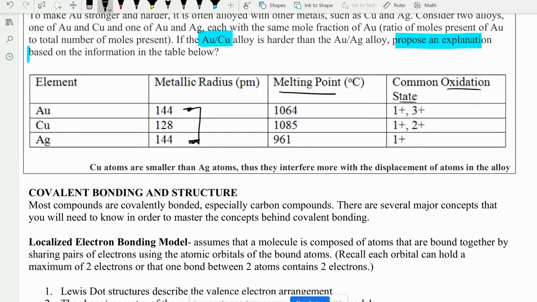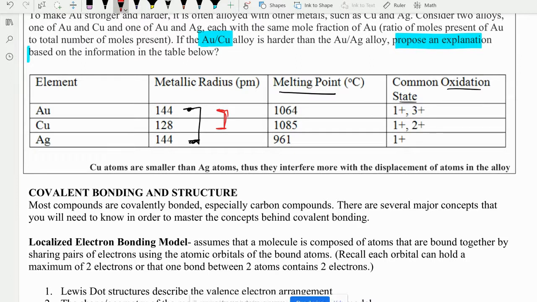And how do you know? Well, since gold and silver have the same radius, substitutional alloys are going to take atoms of similar size or metals of similar size. So we would know that the silver gold alloy would create a substitutional alloy. And then if you take a look at the radius of the gold to copper alloy, they're obviously not the same. They're different, copper being smaller. So I would assume that the copper gold alloy would be the interstitial alloy.